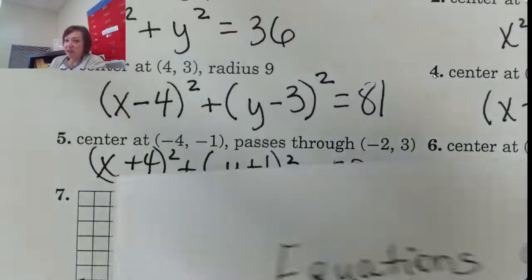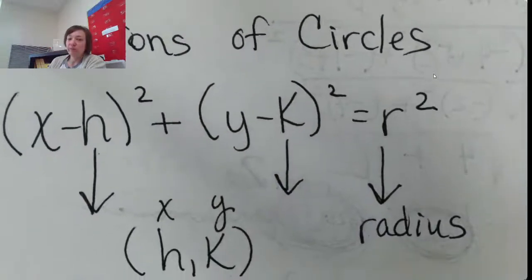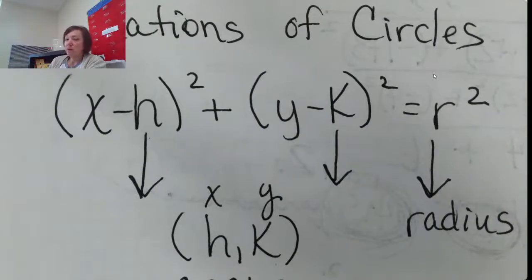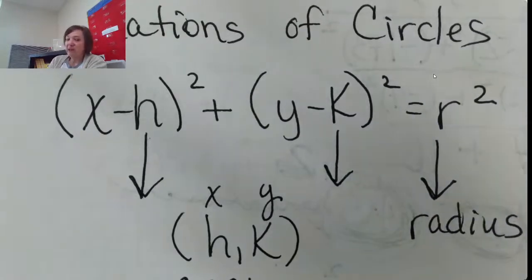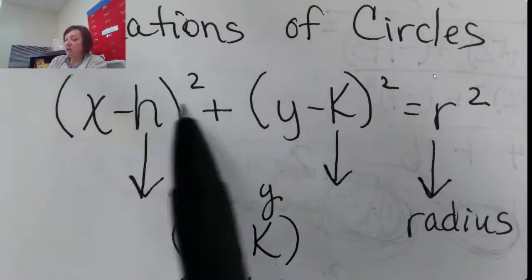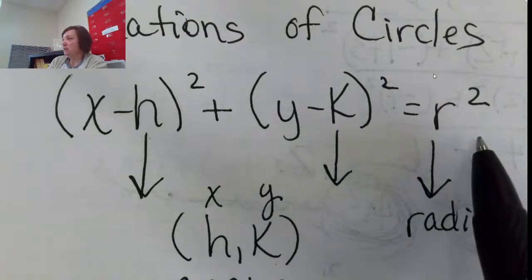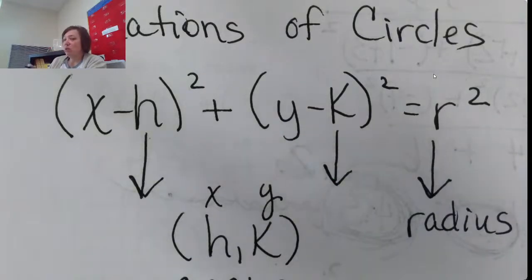Esteban, this is the equation of a circle. Where this is your x value of your center. This is the y value of your center. And then, of course, r means radius. And so all we're doing is plugging things in to write the equation of the circle.